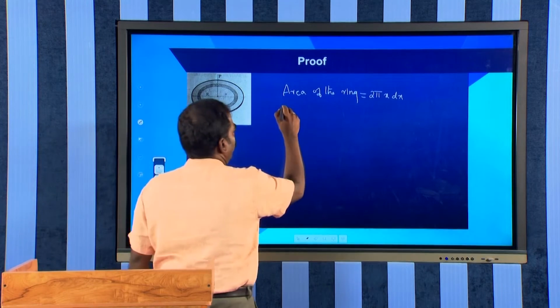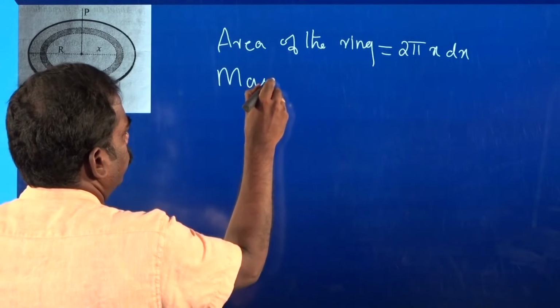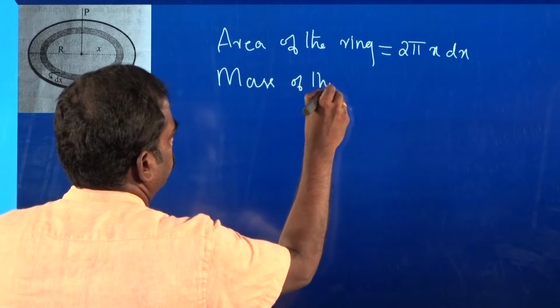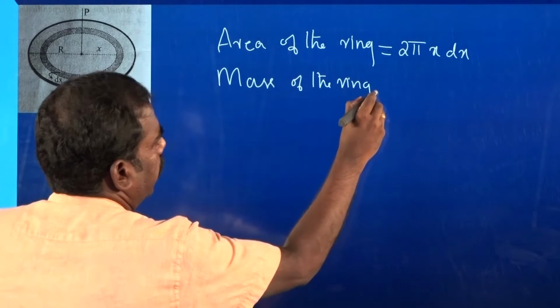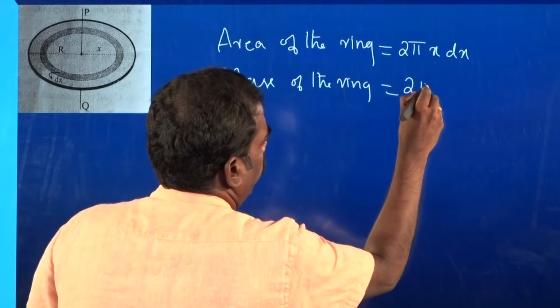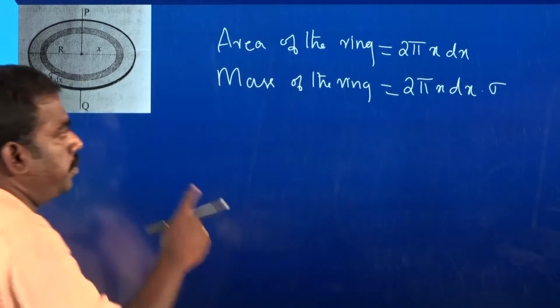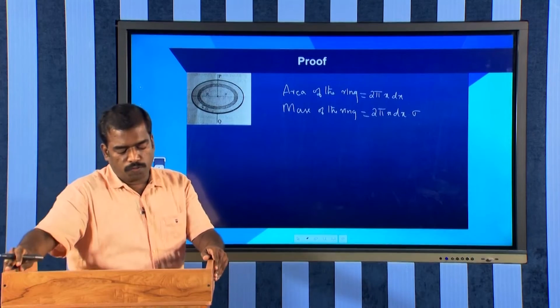So, you can easily find the mass of that ring, because we know the mass per unit area is sigma. So, the mass of the ring is the area of the ring, 2 pi x dx, into sigma. So, this is the mass of the ring.